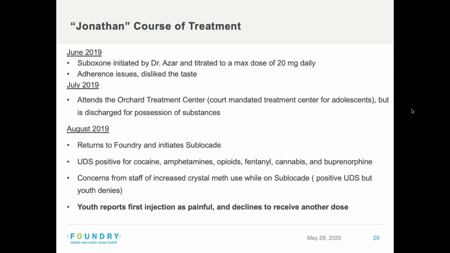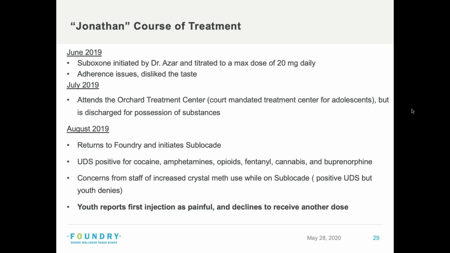So in June 2019, Jonathan was started on OAT for the first time, and that was done by Dr. Azar as an outpatient, and we actually titrated him to 20 milligrams within a day and a half, and it was an interesting titration. We did it 2 milligrams at a time, but that's a different story, I guess. There were some adherence issues. One of the major things is he disliked the taste, and that's common for a lot of our youth. I'll often suggest that they take it with a Listerine breath strip or a Tic Tac to try to mask the taste, but that really wasn't even working for him.